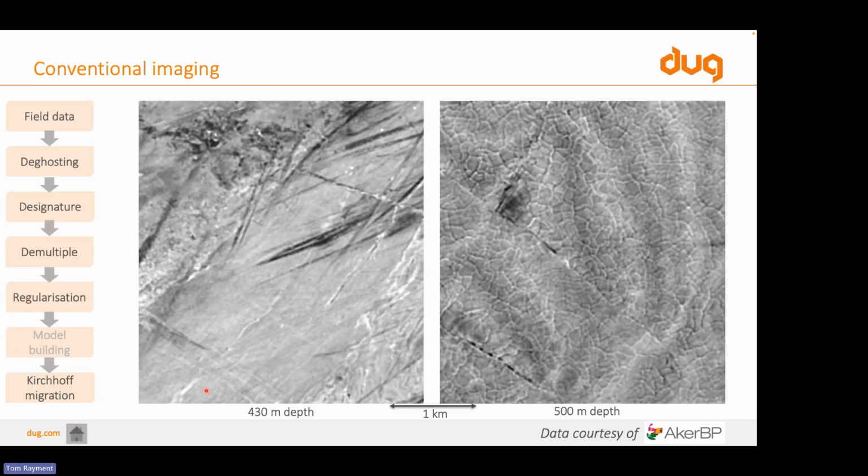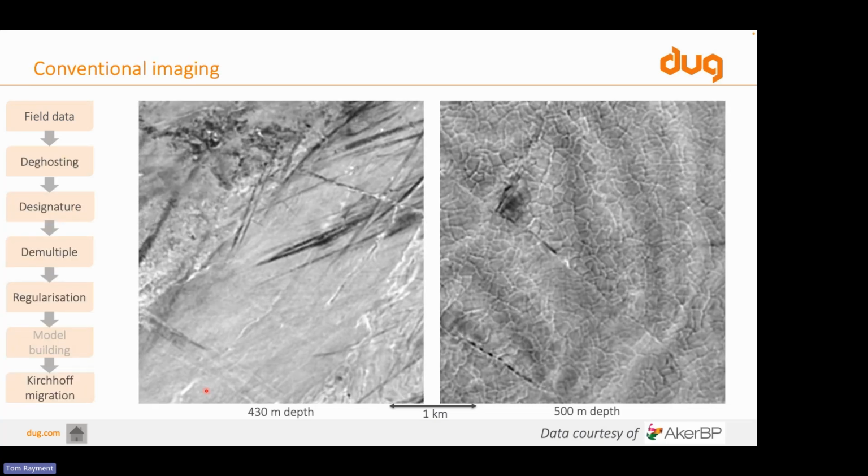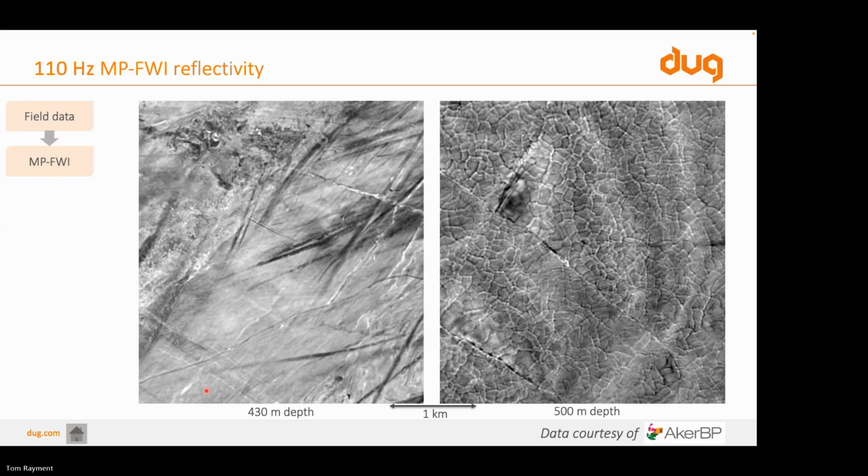And again, if we compare that to a conventional Kirchhoff migration, we see a much higher resolution, much sharper and crisper images coming through MP-FWI imaging.